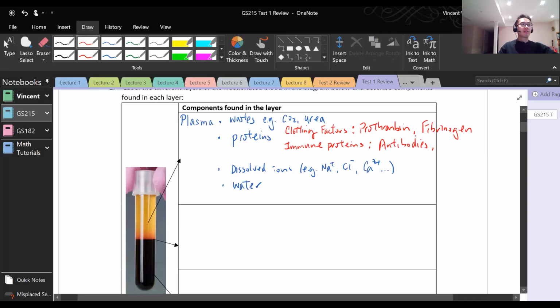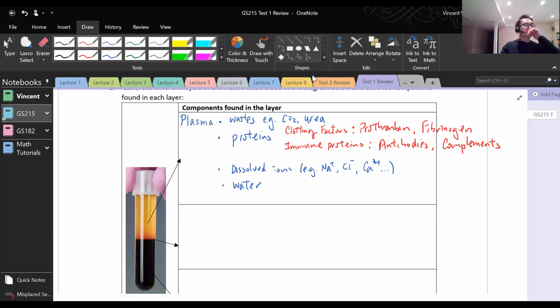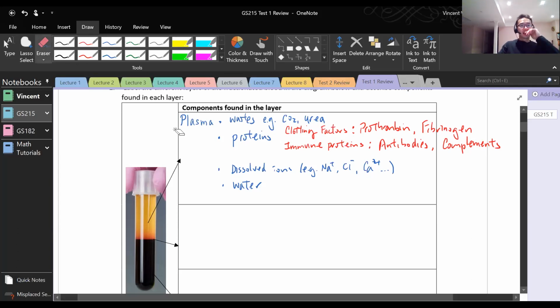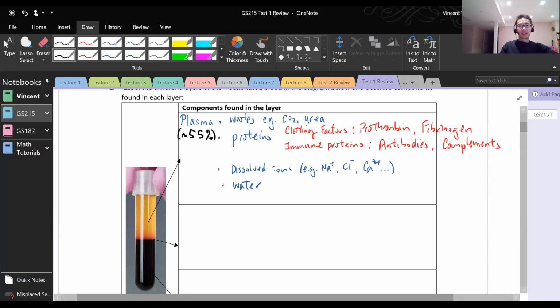Okay. And we have a bunch of other proteins, right? Such as complement proteins. Okay, so these are also important for immune system, right? Part of your innate immune system. All right. Any question? And the plasma makes up approximately 55% of your whole blood. Okay, approximately 55% of blood volume.